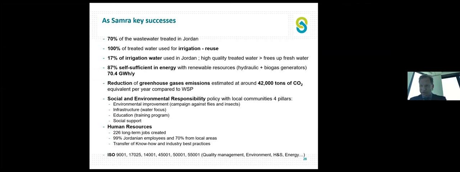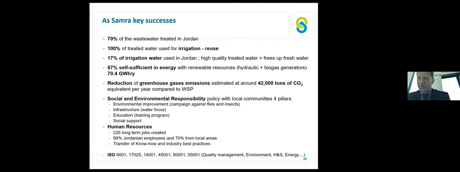You saw maybe in another slide that I think they would like to increase the share of irrigation coming from reused water. Obviously, if we make an extension to the plant, we can increase that. But I think it's an example of perfect circular economy where all of the wastewater is then reused and put back in the economy, which is even more important than in a place like Jordan, where obviously, as we said, there are very limited water resources.